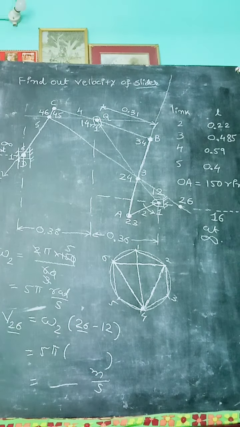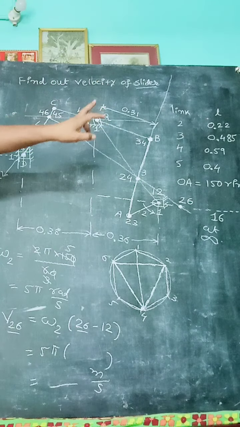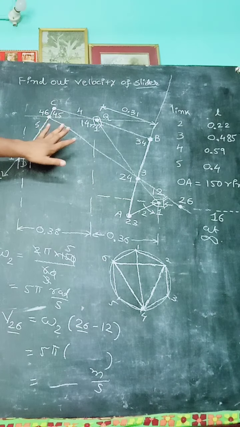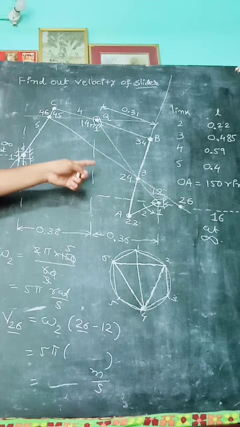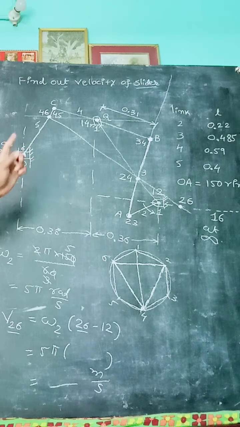You will have the velocity in meters per second. Okay, so in this way, with the help of the instantaneous center method, one can find out velocity as well as angular velocity both. So you should write it out at your end in your sketchbook as well as on the sheet.